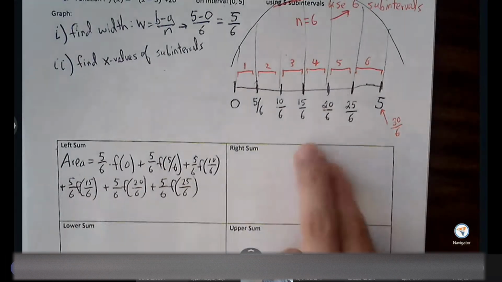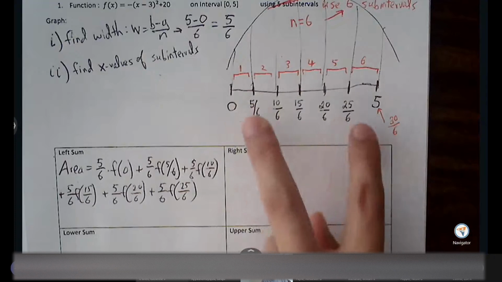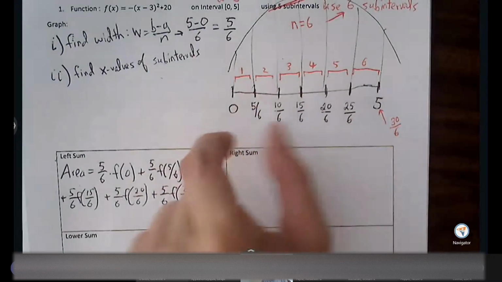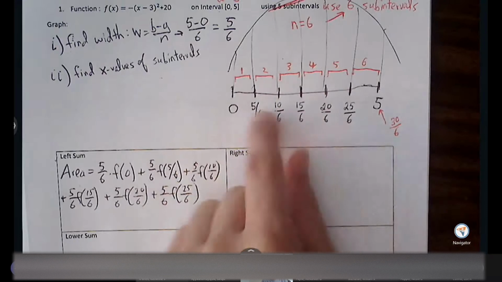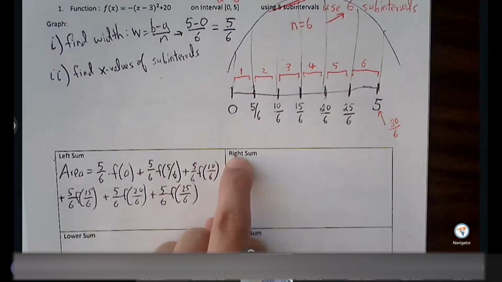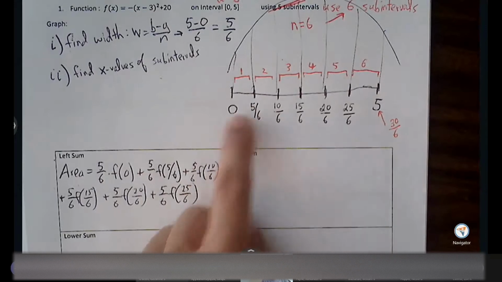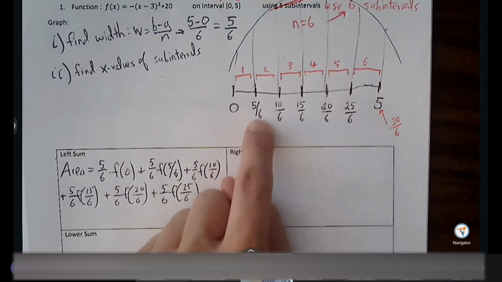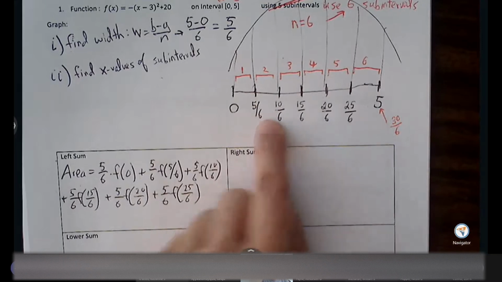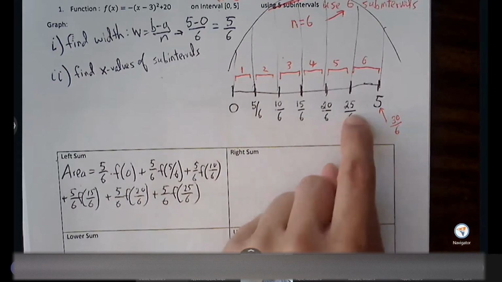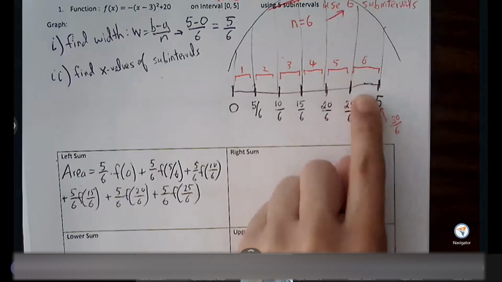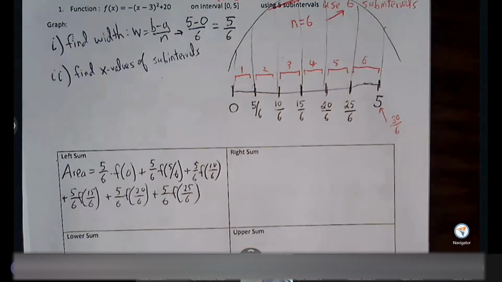All right, same idea for right sum, right-handed rectangles. Still the same interval, same function, same width, but now with each subinterval, we want to choose the height of the right endpoint. So for the first subinterval, I'll choose f of 5/6. Second subinterval, I choose f of 10/6, all the way down, and the last one I choose is f of 5 as the height of the sixth rectangle.